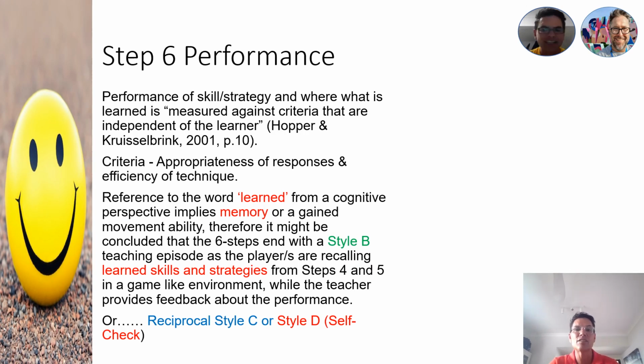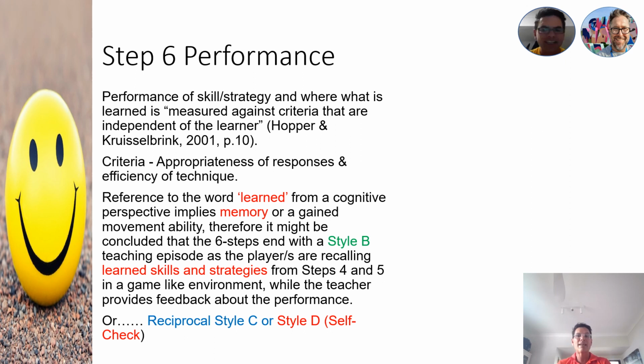Finally, step 6 is about performance. Hopper and Cruselbrink say it's the performance of the skill or strategy, and where what is learned is measured against criteria independent of the learner. The criteria, we'll argue, is the appropriateness of the response and the efficiency of the technique. We're arguing here, reference to the word learned from a cognitive perspective implies memory of a gained movement ability. Therefore, this actually could be practice style B. You're implementing as a player what you know and getting marked, graded, whatever you want to say. Recalling things you learnt in stages 4 and 5.